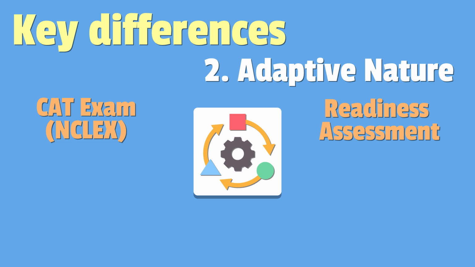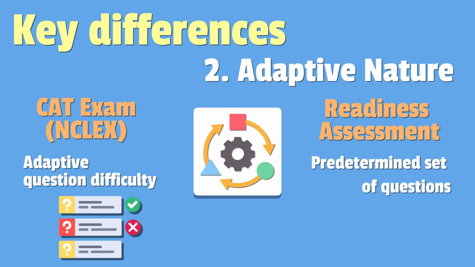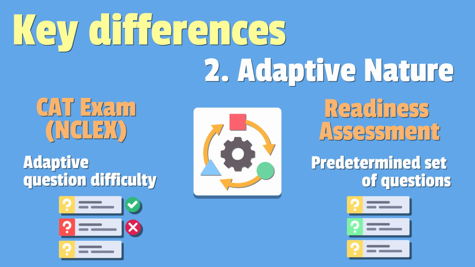Second is the adaptive nature. In a CAT exam, the questions adapt to your performance. If you answer a question correctly, the next one will be more difficult. But if you get one wrong, the next one will be easier. This helps determine your true ability level. Readiness assessments, however, typically have a predetermined set of questions. They don't adapt based on your answers.